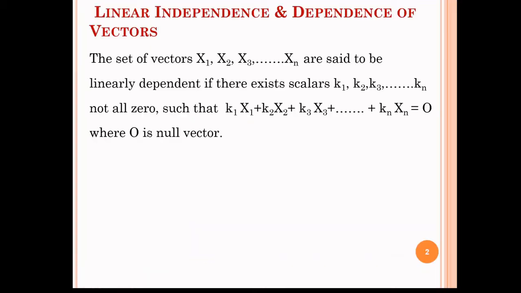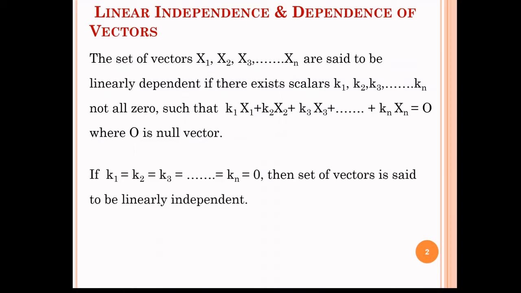Here we define it as: the set of vectors x1, x2, x3, ..., xn are said to be linearly dependent if there exist some scalars k1, k2, k3, ..., kn, not all 0, such that a relation k1x1 + k2x2 + k3x3 + ... + knxn = 0, where 0 is the null vector, exists. If all these scalars are 0, then the set of vectors is said to be linearly independent.